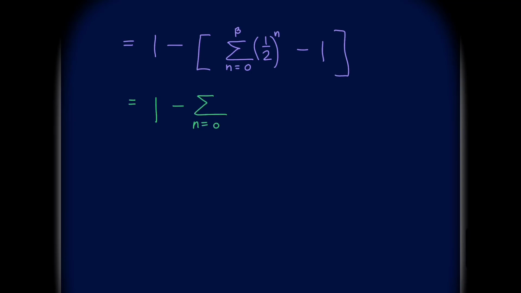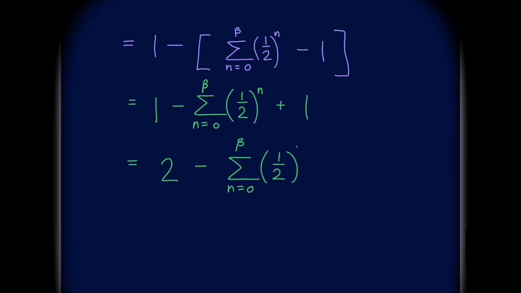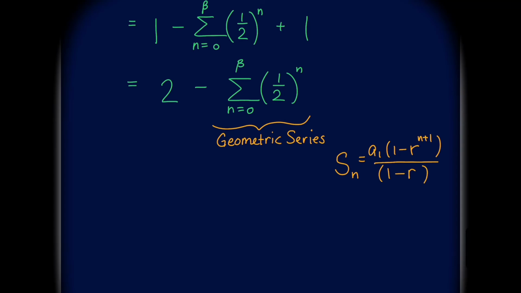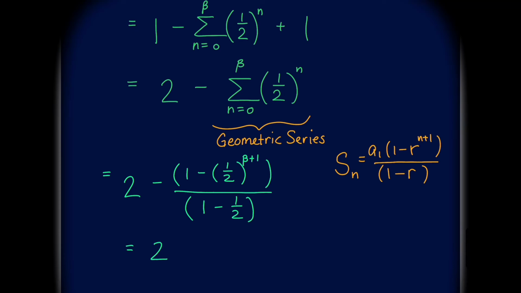So now substituting that in, 1 minus this series, minus 1, will give us 2 minus the infinite series from n starting at 0 to beta of 1/2 to the nth power. And this is a convergent geometric series. It's a finite geometric series given by the formula Sn is equal to its first term multiplied by 1 minus its common ratio to the n plus 1 power over 1 minus its common ratio. Common ratio here is going to be 1/2. So explicitly putting that into our formula here and rearranging some terms, simplifying the expression.